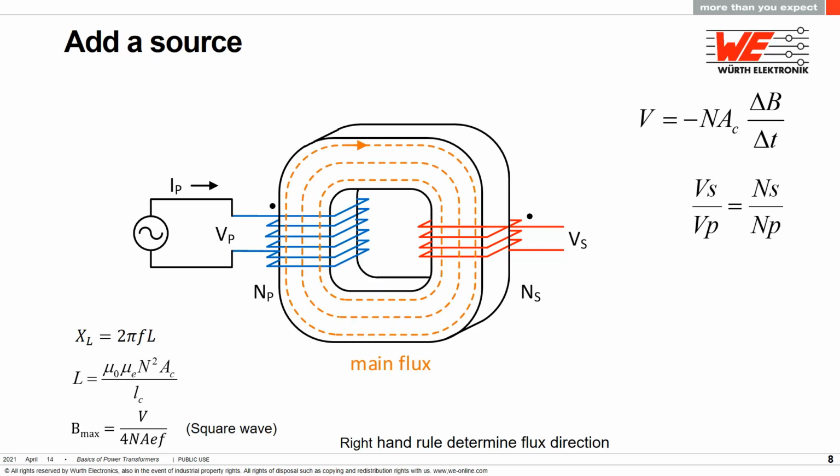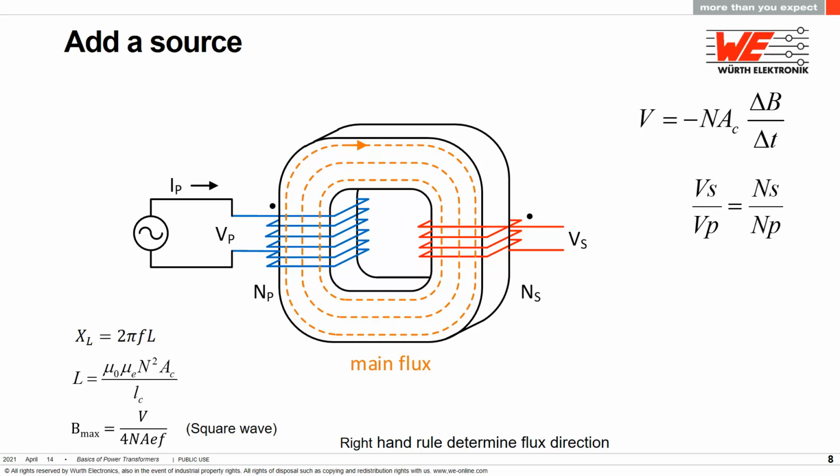When you connect the primary to an alternating source, several things happen. There's some current flowing in the primary, and this current is limited by the impedance of the windings, which is based on the inductance, which in turn is based on the permeability of the core material and the number of turns in the magnetic path length. This current creates magnetic flux within the core. We call this magnetizing current.